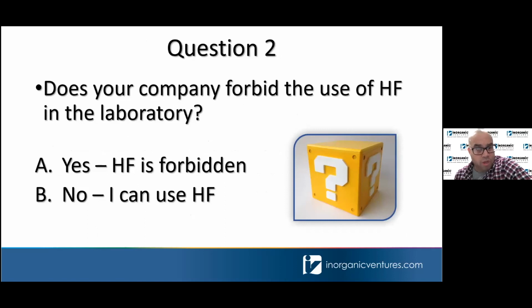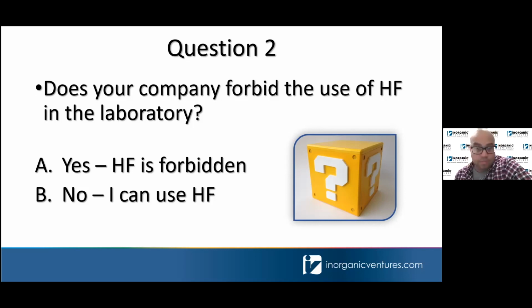Okay, before we go into the different matrices, we have a second question for you. Does your company forbid the use of hydrofluoric acid in the laboratory? And we'll give you just a few seconds to answer that. Okay. Well, let's see some of those results. Okay, so that's good. That's an encouraging thing.